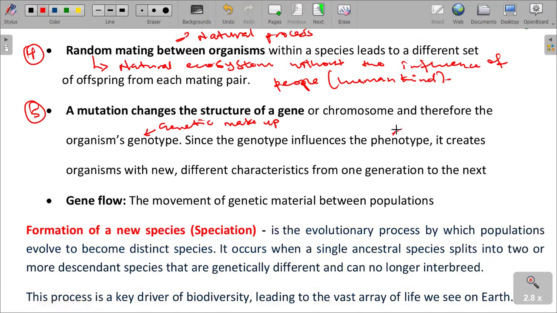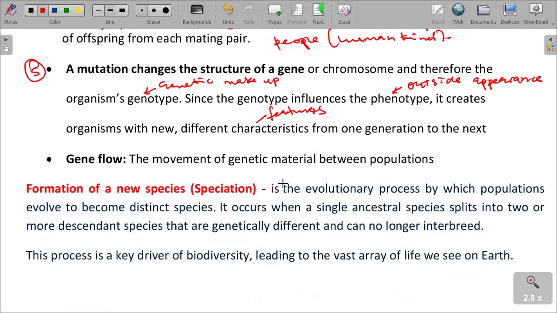I'm sure we are quite aware of these terminologies: the outward appearance of an organism, that's the phenotype. So the outward appearance of an organism is controlled by the genotype. So the genotype influences the phenotype, and it creates organisms with new, different features from one generation to the other. So mutation is one other way through which we can have genetic variation. So gene flow is the movement of genetic material between populations.